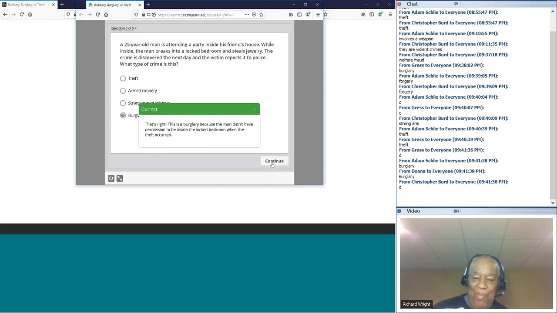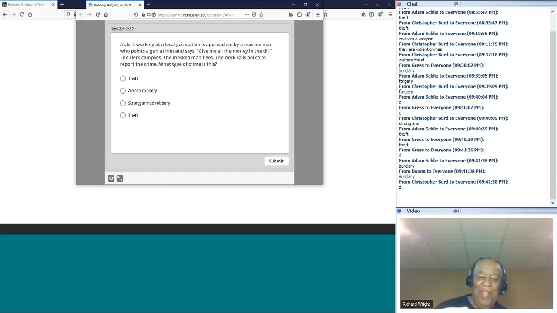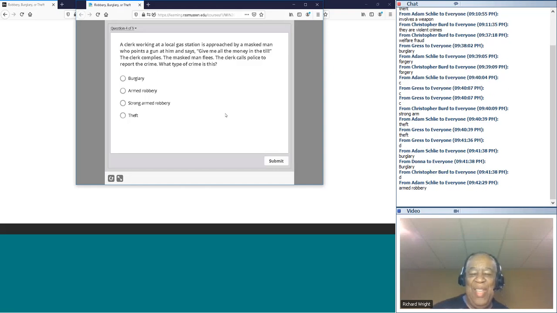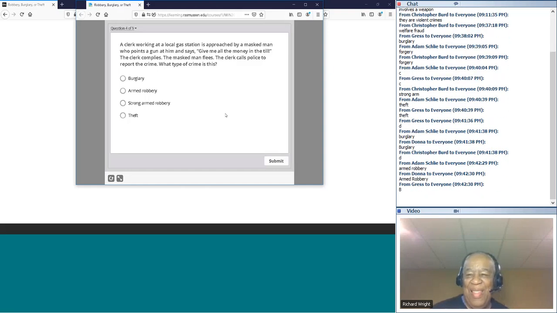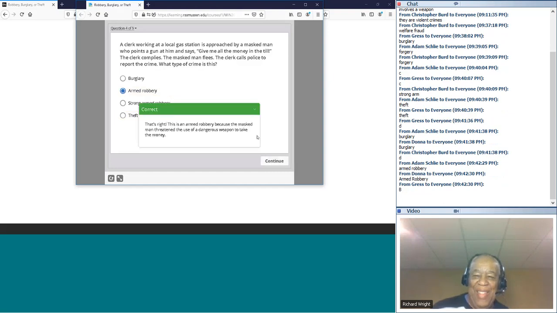Do one more. A clerk working at a local gas station is approached by a masked man who points a gun at him and says, "Give me all the money in the till." The clerk complies. The man flees. The clerk calls police to report the crime. What type of crime is this? A, B, C, or D? Survey says correct.